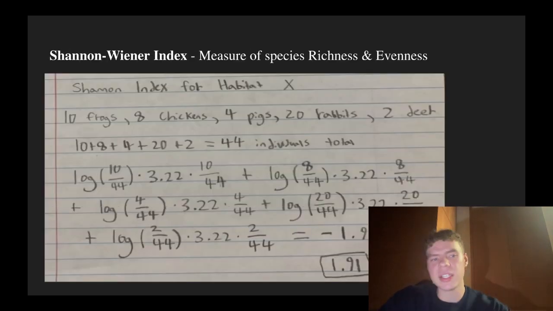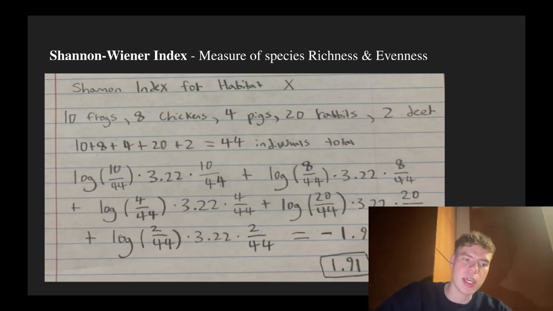And this is the Shannon Wiener index. Shannon Wiener index is a measure of species richness and evenness. If you're taking this class, it's just a calculation you're going to need to understand. The Shannon index is just a measurement between the species evenness and the species richness of the environment, right? So this is just going to give us a value of basically biodiversity.